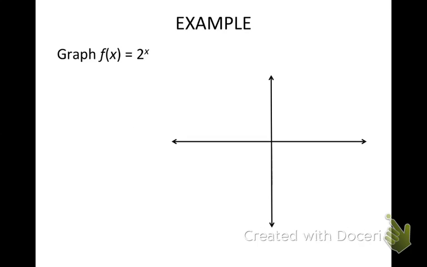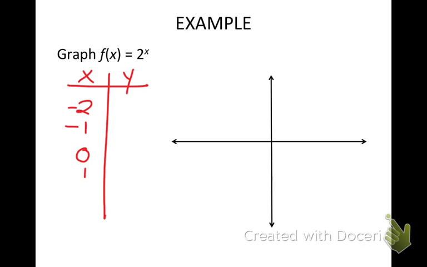We are going to graph the function f of x equals 2 to the x power. So just like making any other graph, we're going to make a table of values. There's my x, there's my y. I'm going to pick some negatives, I'm going to pick 0, and I'm going to pick some positives. So let's pick some easy negatives, -2, -1, 0, 1, +2.